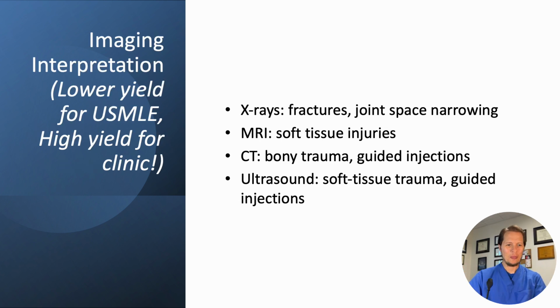Now, lower yield for Step 1, but still high yield in clinic is imaging interpretation, right? Know which modalities are used for which condition. So X-rays are clearly for bones, MRIs for soft tissue, ultrasound also for soft tissue, but more for things like soft tissue trauma, looking for tears of a tendon. CT is used for guided injections, ultrasound is used for guided injections. Again, this is getting a little bit beyond Step 1, but it's important to know nonetheless.